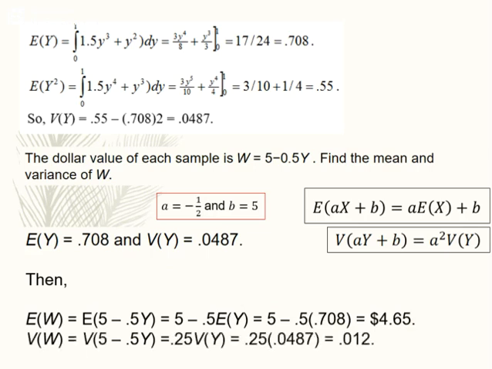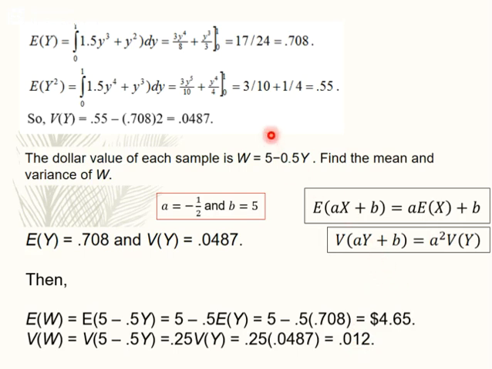Now, if you wanted the variance, you use the same rule. Remember, the variance of a constant is equal to 0. And then you take out the coefficient of the random variable and you square it. So in this case, you're going to lose the 5, and you're only going to be left with this thing squared times the variance of y, which gives you 0.25 variance of y. And then the remaining substitution should give you 0.012. So these are two very important properties that you need to know.